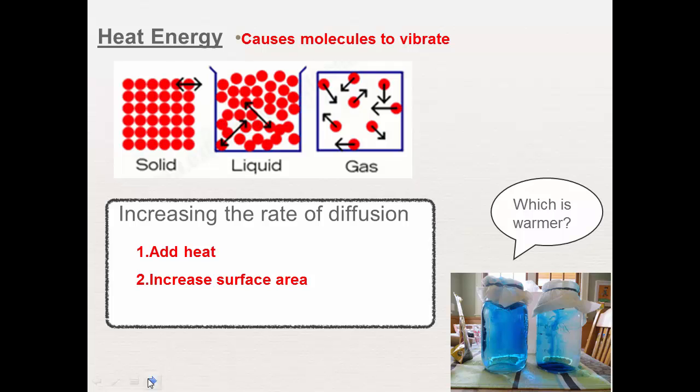Also, diffusion will happen more quickly, and more diffusion will take place with a greater surface area. If we're talking about molecules moving across a membrane, the greater the surface area of that membrane, the more quickly and the more molecules can get across.